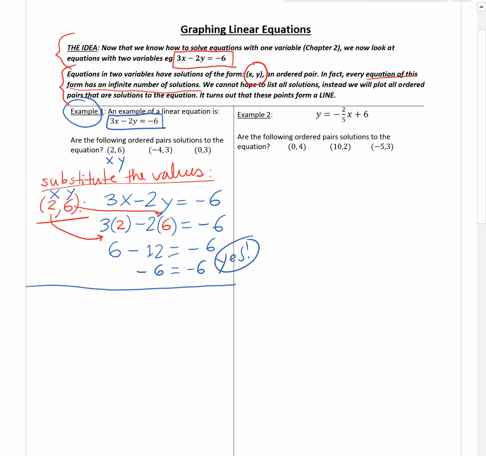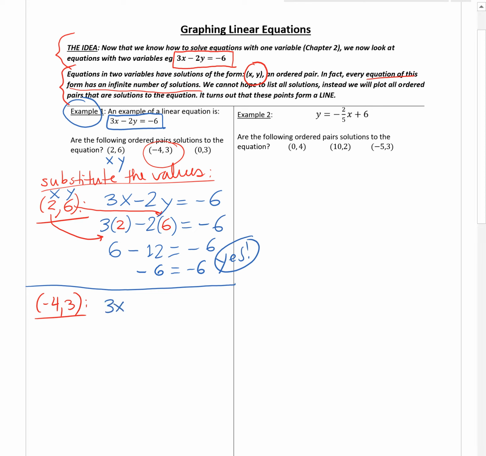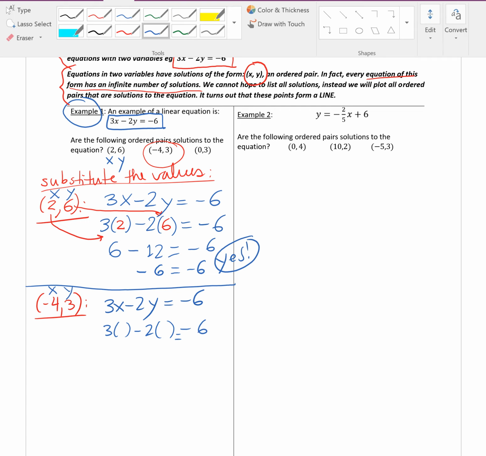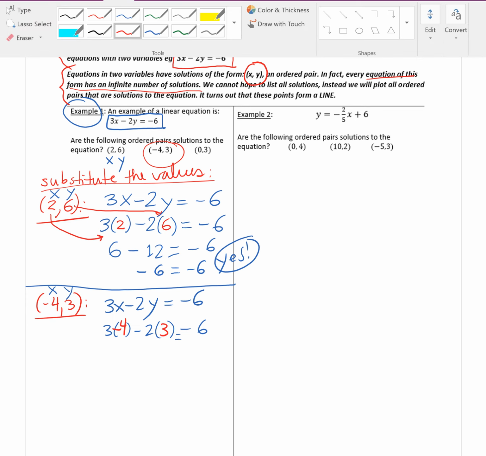Let's test the next one. We'll just keep doing the same exact thing. But the next point they gave us here was negative 4, 3. So I'm going to test that guy and see, do I get a true statement or a false statement when I substitute that in? So the equation, it was 3x minus 2y is negative 6, but this time I'm replacing x with negative 4 and y with 3. Let's see if we get a true statement or not. I put a negative 4 where x was and a 3 where y was and see what happens.